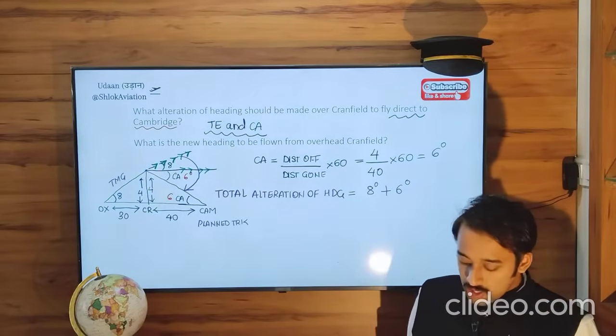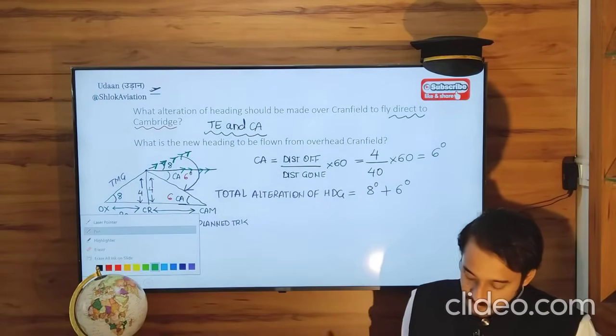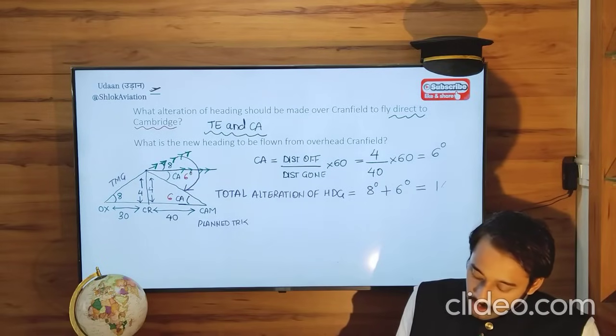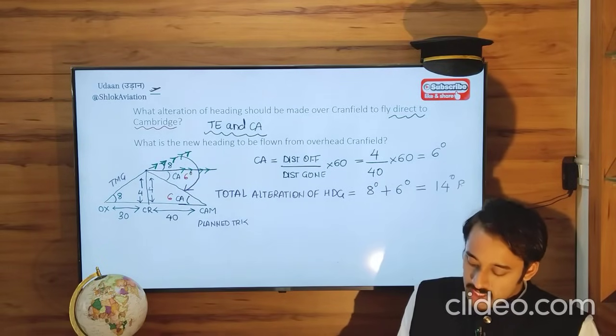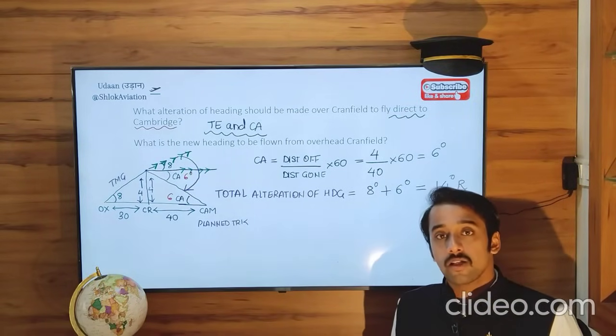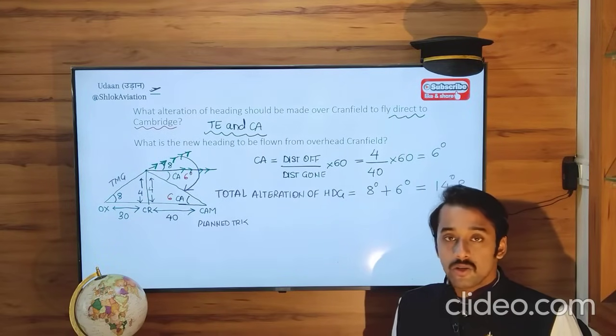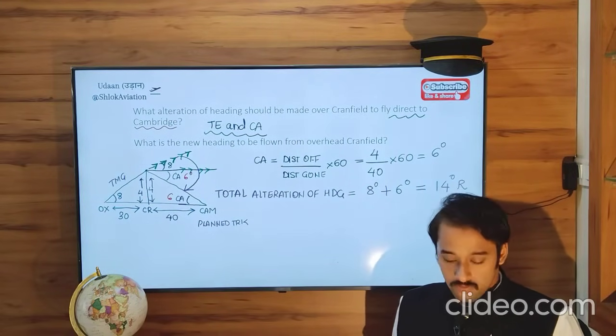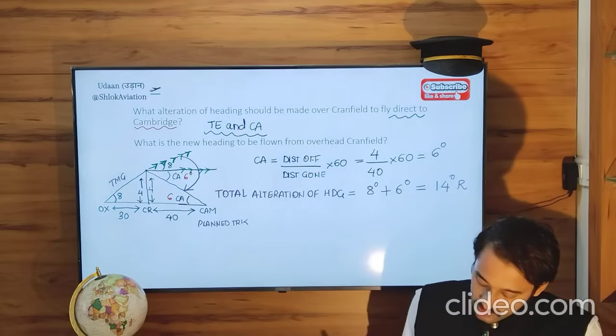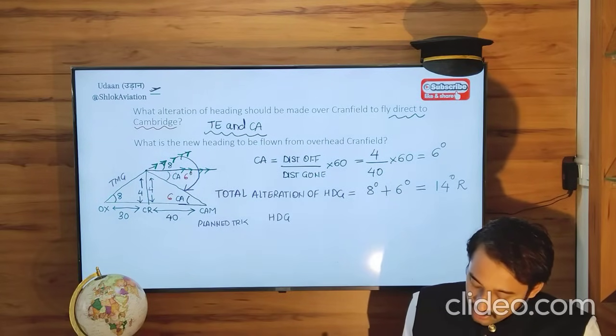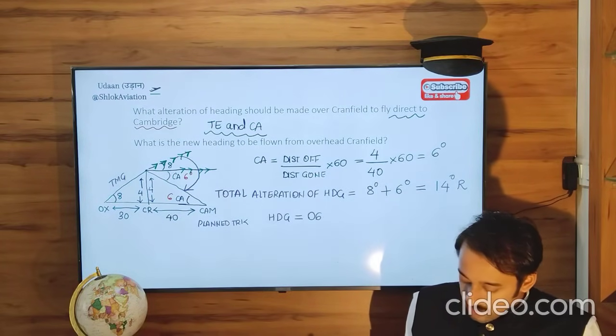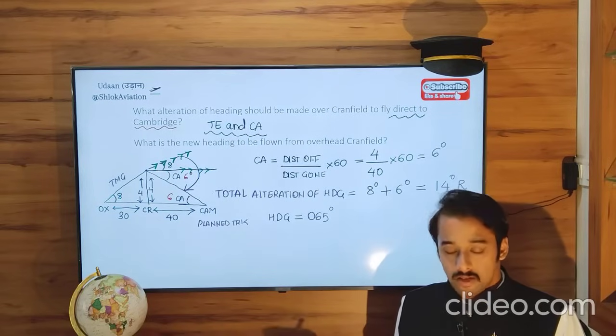Okay, so the total alteration of heading will be 14 degrees, 14 degrees to the right hand side. Okay, so what is the heading of the aircraft? The heading of the aircraft is 065 degrees. It's given in the question.